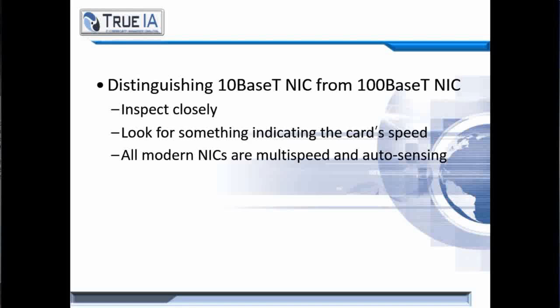So it's important to be able to distinguish between 10 base T and 100 base T. You'll have to inspect closely and look for something indicated on the card usually. All modern NICs are multi-speed and auto-sensing, so regardless of the capability, you will be able to use either the 10 base or 100 base standard.